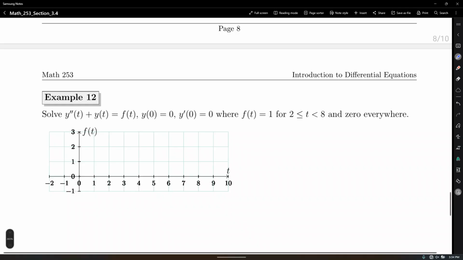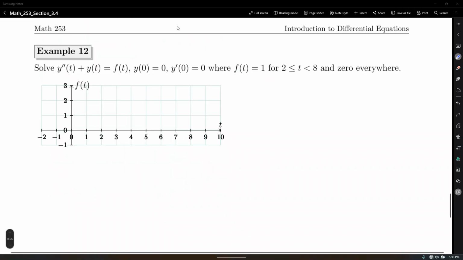Let's have a look at some differential equations. So, solving differential equations where the forcing functions involved are somehow in our unit step function, or Heaviside function. So what do we have? y double prime plus y equals some function f of t with conditions y of 0 equals 0 and y prime of 0 also equal to 0. Here they're telling us that the function equals 1 between 2 inclusive and 8 exclusive, and it's 0 everywhere else.